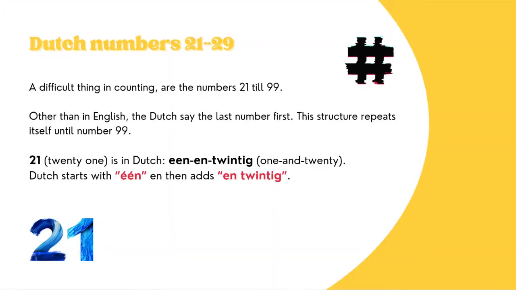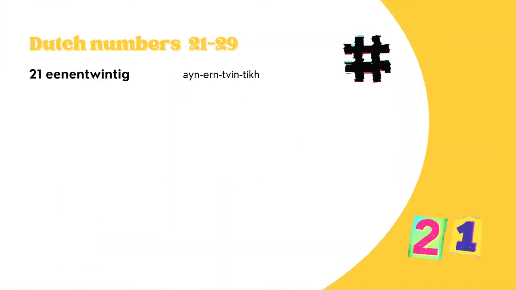So if we, for example, look at the word 21, in English you say 20 and then you say 1. But in Dutch this is 1 and 20. So literally you say 1 and 20. So Dutch starts with 1 and then adds en, and 20. So it literally means 1 and 20. So that is the structure basically from number 21 to number basically 99, but I'm going to show you until 29. So let's take a look at that. So number 21, as we saw before, is 1 and 20. So that means 1 and 20, right?